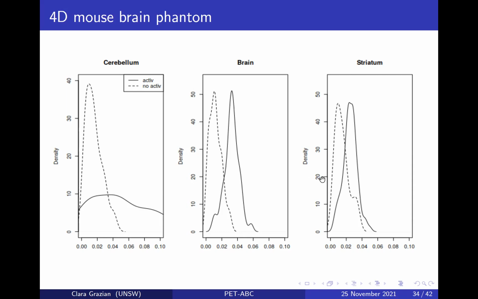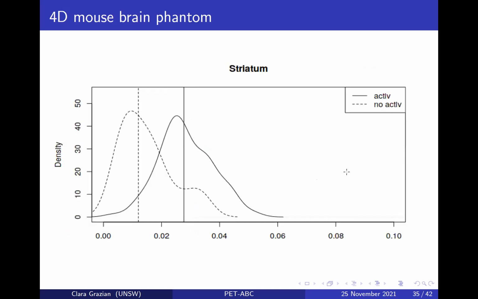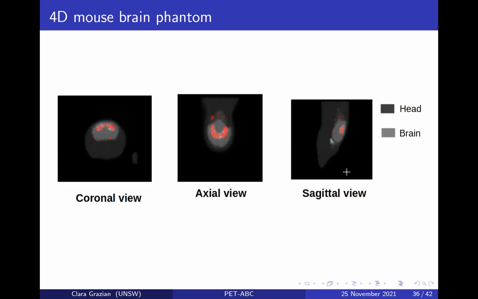While in the other cases, in the brain and in the striatum, we actually observe a posterior distribution for gamma, in case of acceptance of the model with activation or with no activation, which are different. In some cases, even more different. So this is the type of reconstruction that I was talking about.